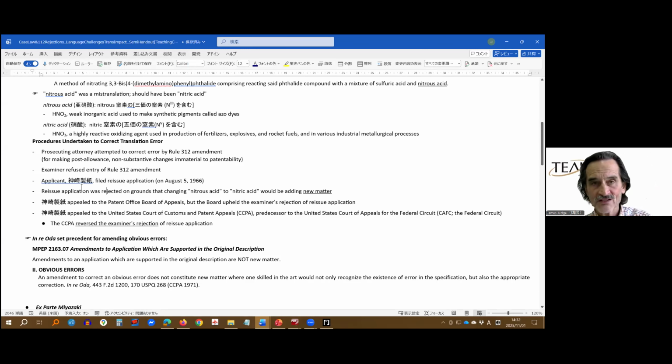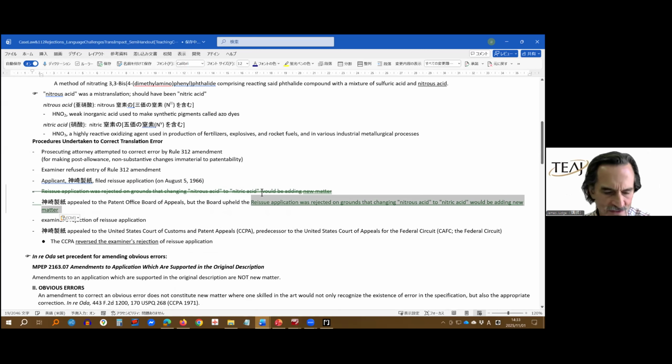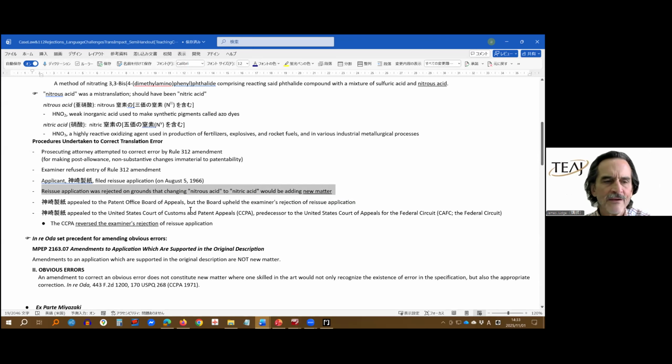And you can do that within 2 years after a patent issues. But unfortunately, even the reissue application was rejected because the examiner, it was probably the same examiner, said that this is adding new matter. I'm sorry, adding new matter to the case. So Kanzaki Seishi was very, they didn't want to give up, and they put in a lot of effort and didn't give up.